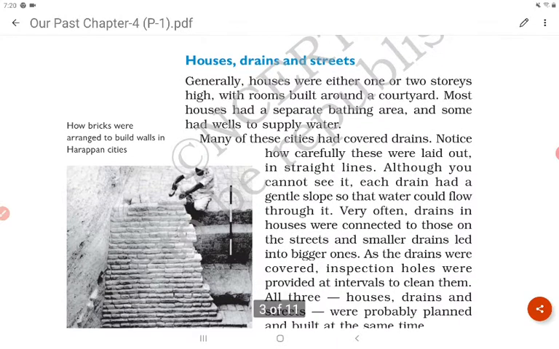Houses, drains and streets. Generally, houses were either one or two stories high, with rooms built around a courtyard. Most houses had a separate bathing area and some had wells to supply water. How bricks were arranged to build walls in Harappan cities.